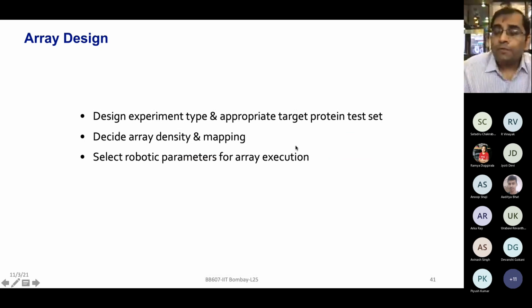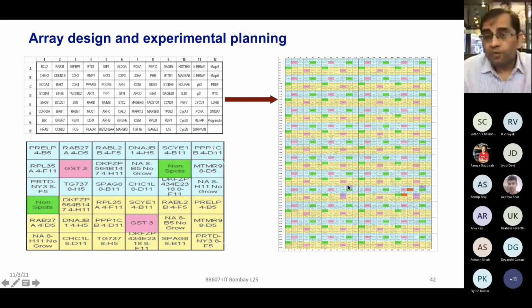First, you're looking at what type of target proteins you'd like to print, what type of density you can achieve, like you'd like to print 40,000, 1 lakh spots, how many you'd like to print, what spacing you'd like to see, what the plate map, the GAL file, the layout of the arrays can be, and what kind of robotic parameters you'd like to utilize for the array to be printed. All of that will be part of the first part.